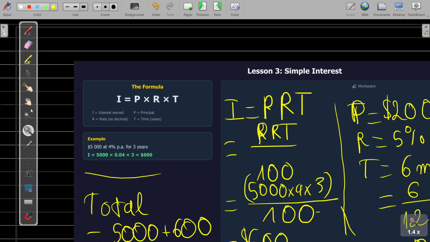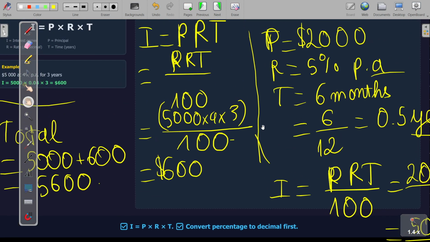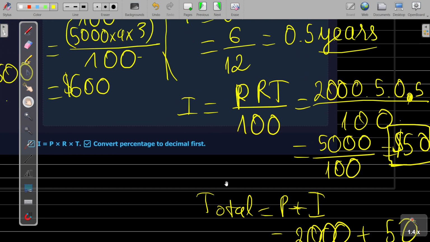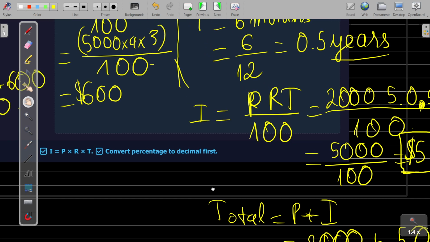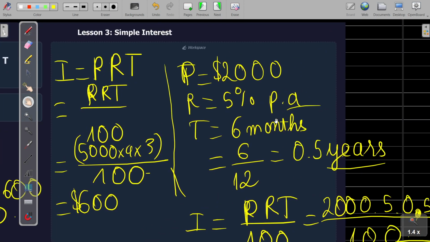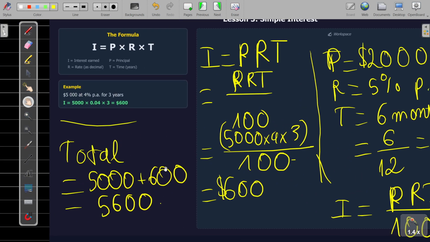So today's habits: always write the formula first for these types of questions where it's very real world. It's almost very formulaic. So write the formula first, and critically, always match the time units to the rate units. This is a big trap. If they say per year, make sure that your time is converted into years. So do a check, please.